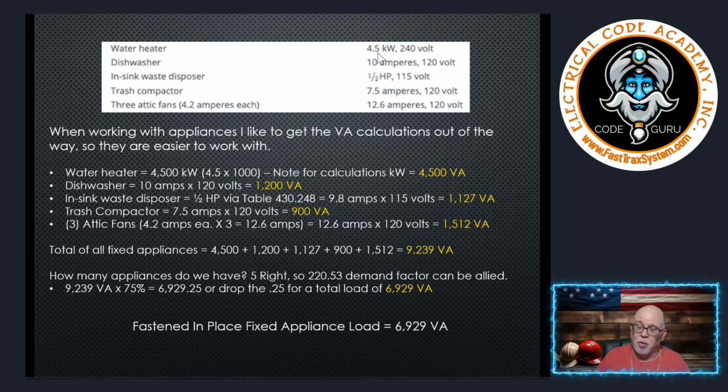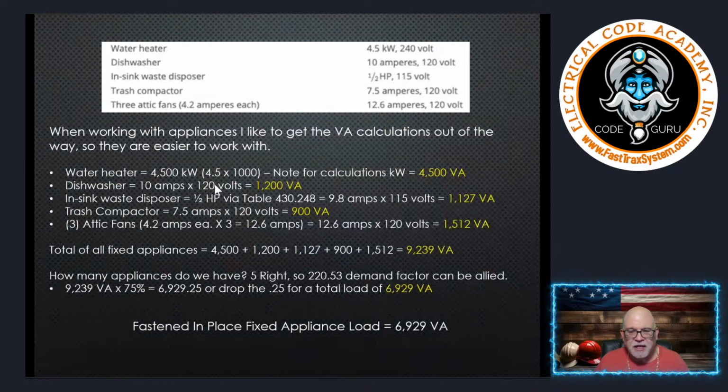But we're concerned more about the fact that that water heater is 240 volt, and we're doing a neutral calc while we're doing this. So I'm going to say, you know what? Do I still have 4 or more appliances, even if I take out that water heater, that are neutral loads? Absolutely, I do. I've got this dishwasher. That's a neutral load. I got this in-sink waste disposer. That's a neutral load. Trash compactor is going to have a neutral load because it's 120. And then we have all of those attic fans. They also are 120. So what have I got? I've got 3, 4, 5, 6, so I've got 4 more.